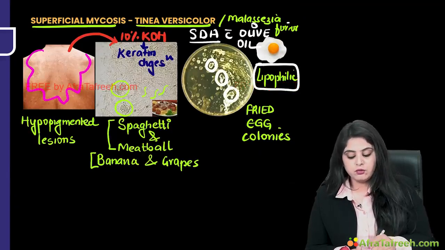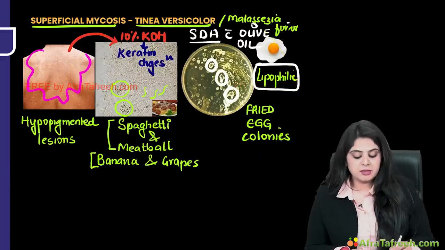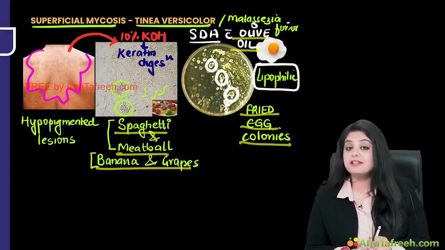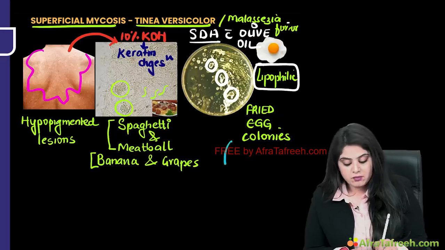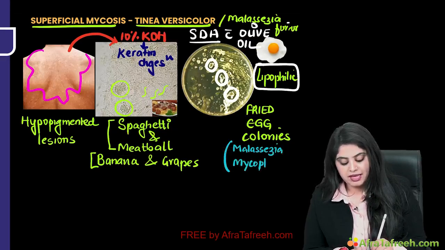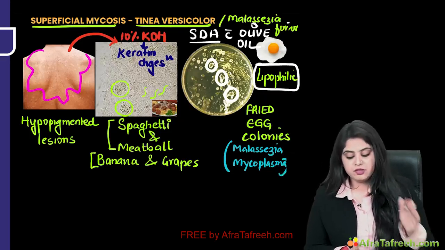So now we see all food-related stuff happening here. Spaghetti and meatball, banana and grapes, olive oil is being used. You're frying the eggs in olive oil. Can you tell me which bacteria was showing you fried egg colonies? Among fungi, you have M for Malassezia. But remember, the bacteria was Mycoplasma. So Malassezia and Mycoplasma show you the fried egg colonies. This was the first superficial.